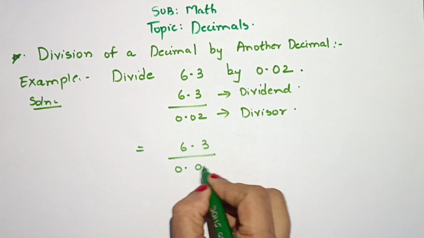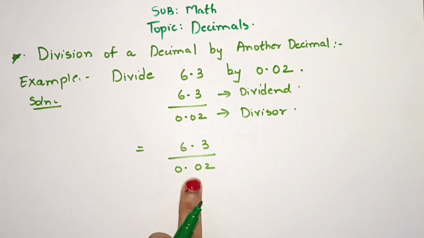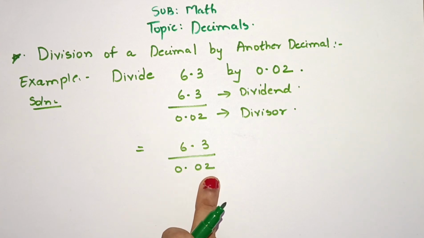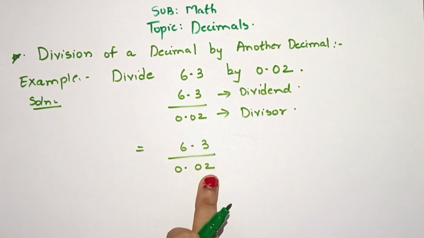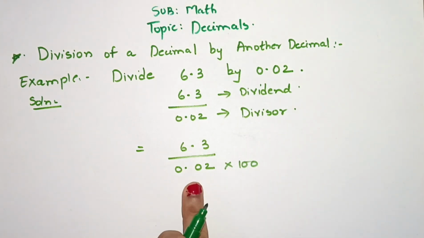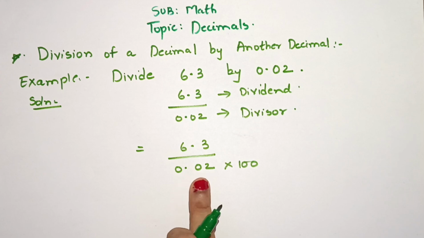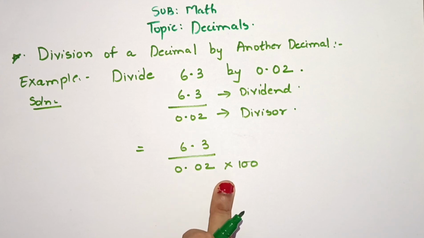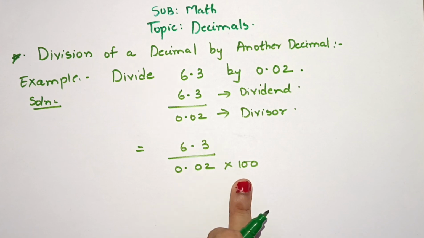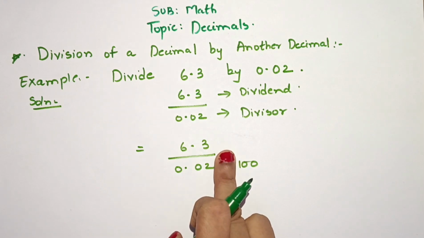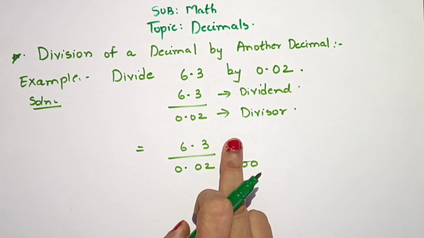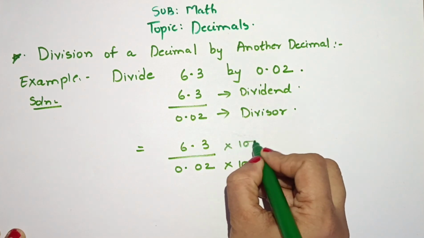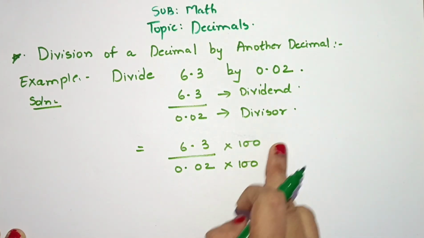6.3 divided by 0.02. Understand this concept very well. Convert the divisor to a whole number by moving its decimal point towards the right. How many places do you have after the decimal point? 2. So, multiply by 100. Are you understanding? Because we have to convert the divisor to a whole number. Very important: to convert a divisor to a whole number, move its decimal point to the right. Same thing you have to do for the dividend also. So move the decimal point in the dividend the same number of places to the right. So multiply by 100 and 100. Are you understanding? Equivalent fraction.